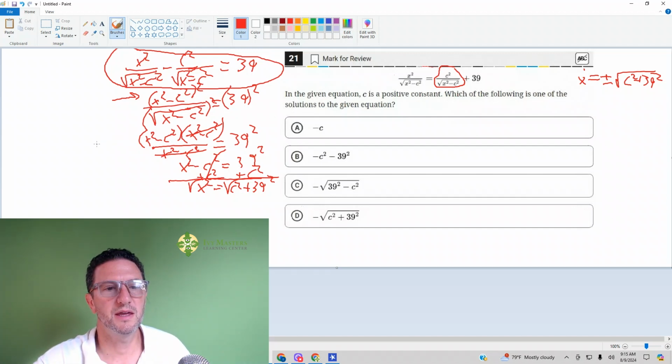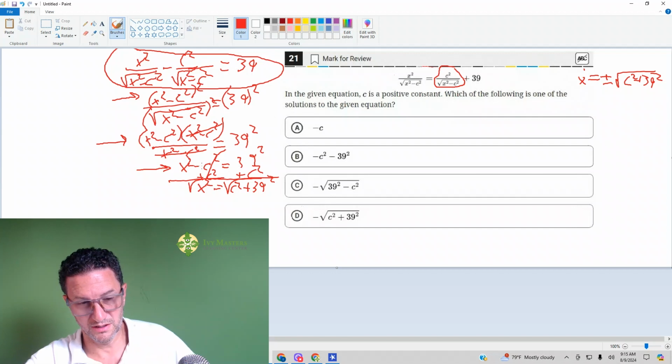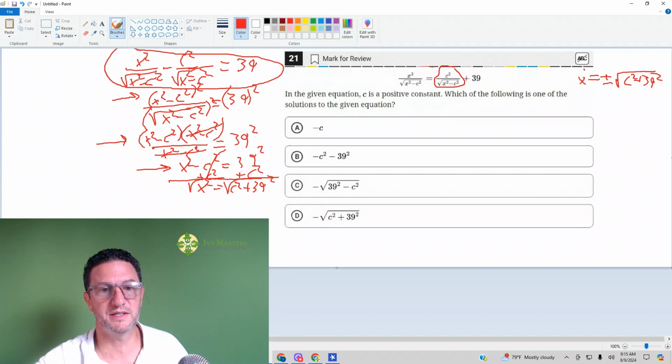And in this step over here, don't FOIL. Because notice at that point, x squared minus c squared is on the top and the bottom, and you cancel those. It equals 39 squared. I'm going to keep it at 39 squared because of each of the answer choices. And once I cancel those, I get x squared minus c squared equals 39 squared. And then to get the x squared alone, I've got to add c squared to both sides. And I get it there.